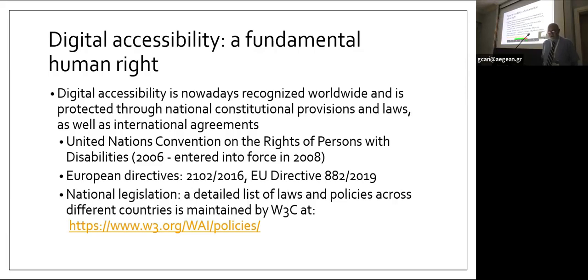And national legislation, which also takes into consideration the de facto standards that emanate from the W3C Web Accessibility Initiative. And W3C provides details of what's available on policies across the world.